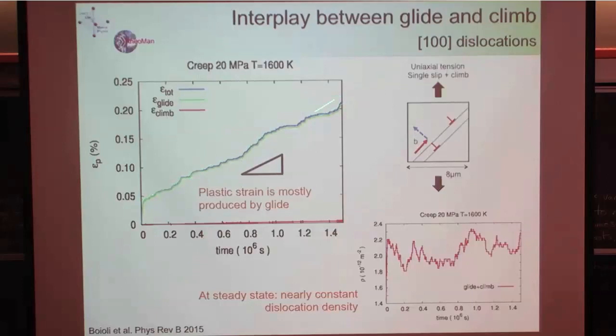In blue, we have the total strain produced by all dislocations. In green, you have the contribution of glide. In red, the contribution of climb. You see that you barely see the difference between the curves. All the strain is done by glide, but without climb, this cannot proceed. We have steady state, we see that from the slope, we see that from the constant dislocation density.